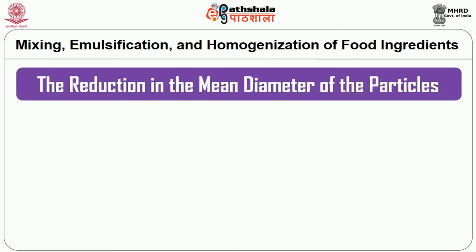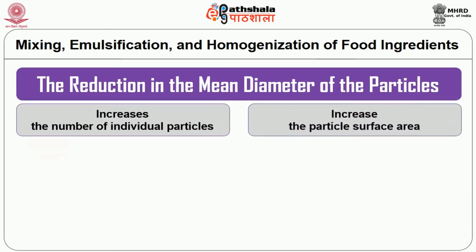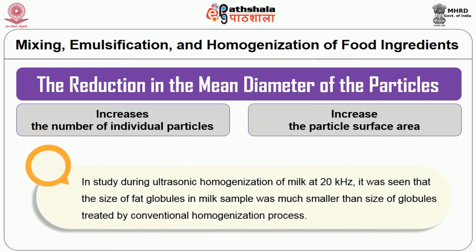Ultrasonic homogenizers help to reduce the size of particles in a liquid to improve uniformity and stability. The reduction in the mean diameter of the particle increases the number of individual particles and thus leads to an increase in the particle surface area. In a study during ultrasonic homogenization of milk at 20 kHz, it was seen that the size of fat globules in the milk sample was much smaller than the size of globules treated by the conventional homogenization process.